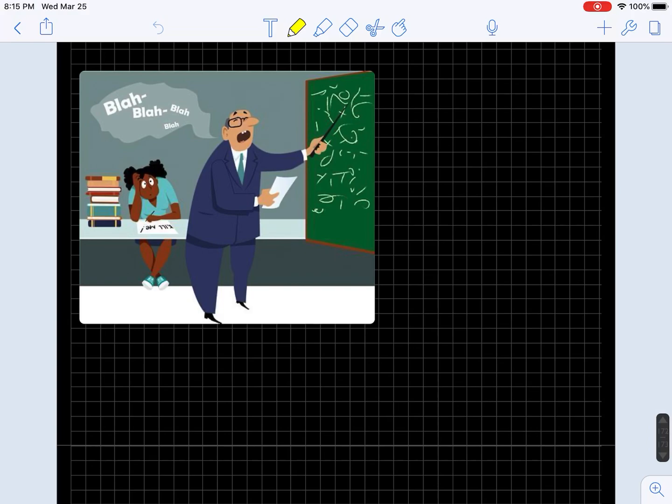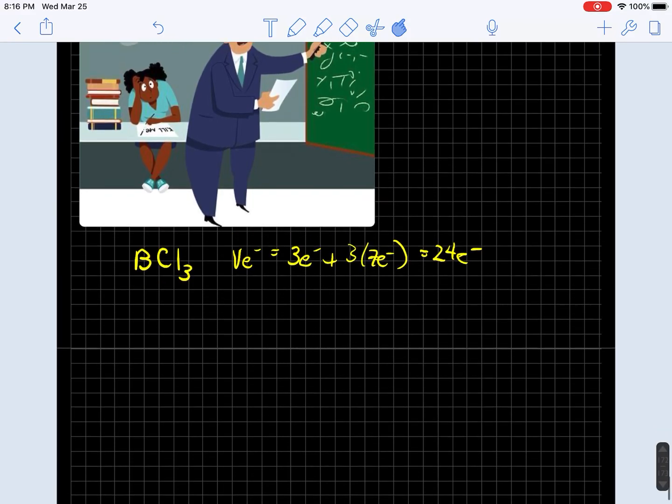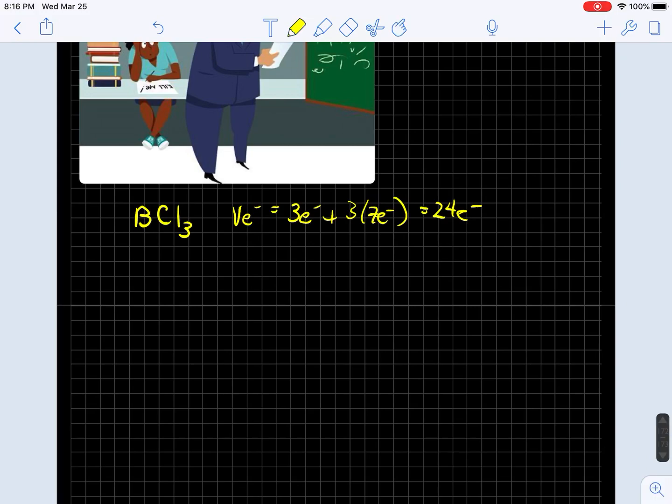So let's say we were making the Lewis structure for boron trichloride. I follow the same format as before, count up the valence electrons. Boron is in group 13, so 3, and chlorine is in group 17, so 3 times 7. So that's 24 electrons to try to make my diagram. Now, we said the halogens are very unlikely to ever be central atoms. So we're going to put the boron in the middle, and we're going to connect the 3 chlorines.